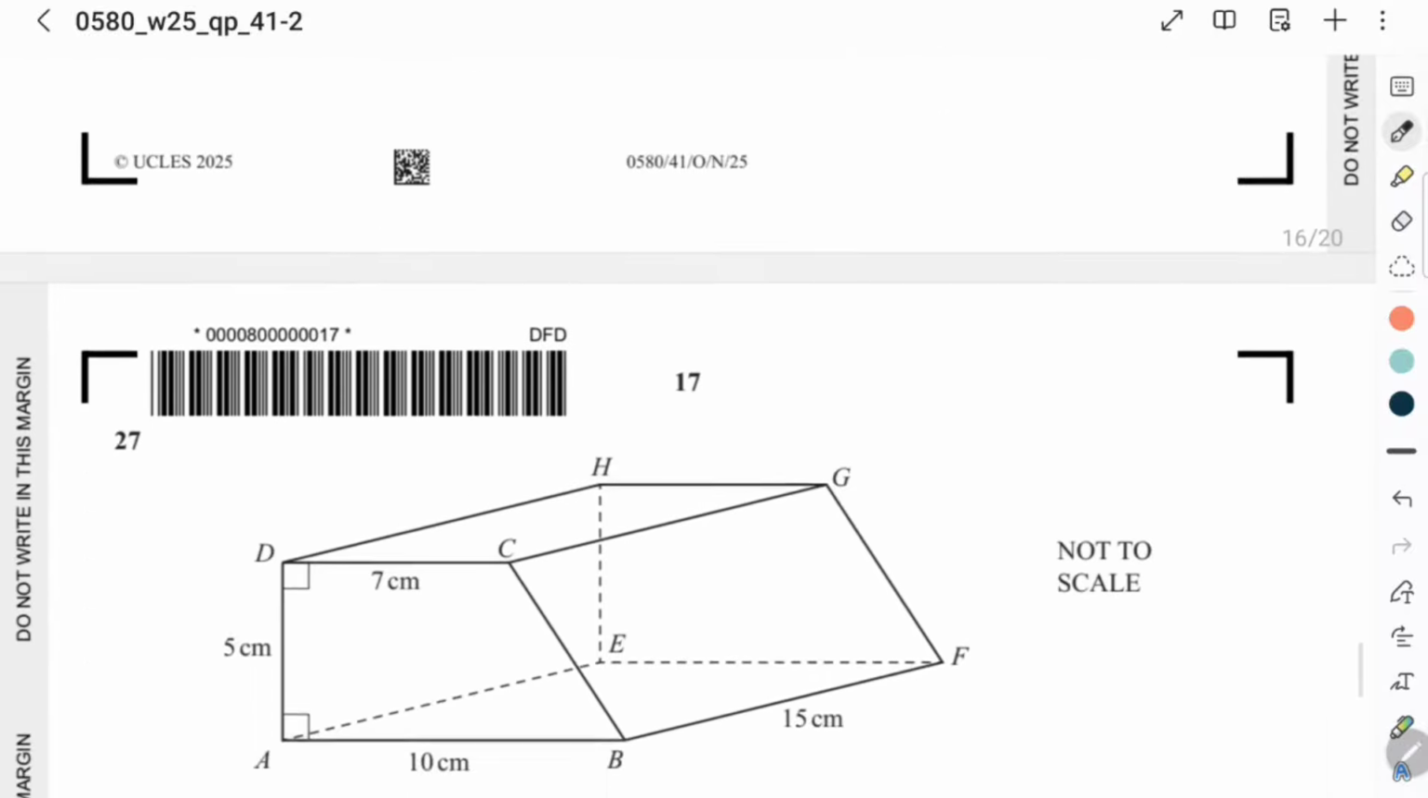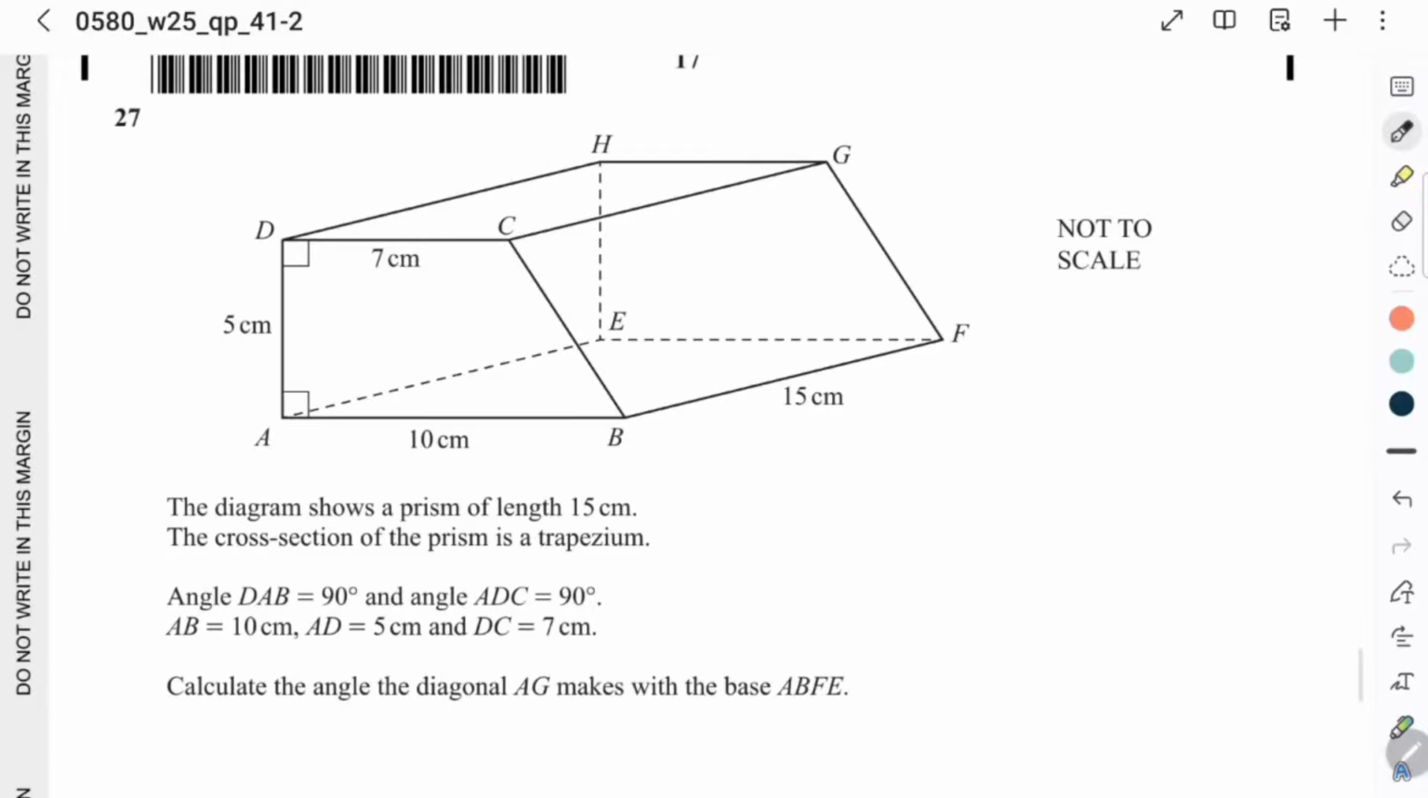Okay, 27th question. You can see the diagram shows a prism. The front and back are the same, and it is connected with 15 centimeters, the length or height you can say of the prism. Angle DAB is 90, angle ADC is 90, AB is 10, AD is 5, DC is 7. This time it's a slightly different question. Calculate the angle the diagonal makes with the base ABFE, AG the diagonal, so A to G with the base.